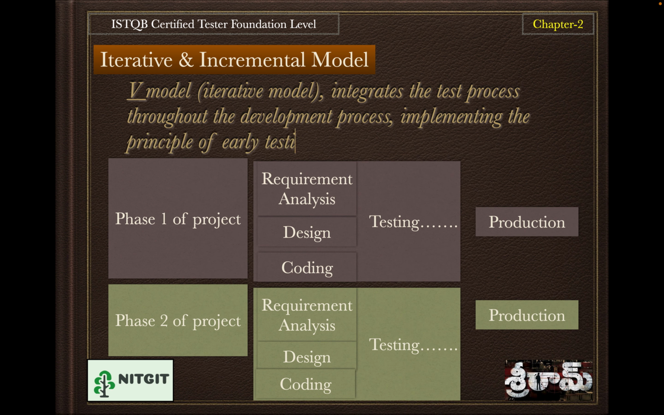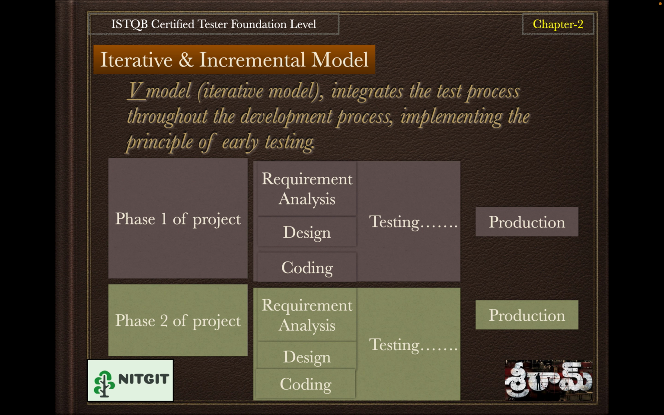Iterative incremental model. The iterative model integrates the test process throughout the development process, implementing the principle of early testing. For example, phase 1 of a project will have requirement analysis, design, and coding, and testing will also be there in each and every phase of the requirement analysis, design and coding. Testing is involved in all of these. Likewise, once phase 1 is completed and goes into production, phase 2 of the project will start.